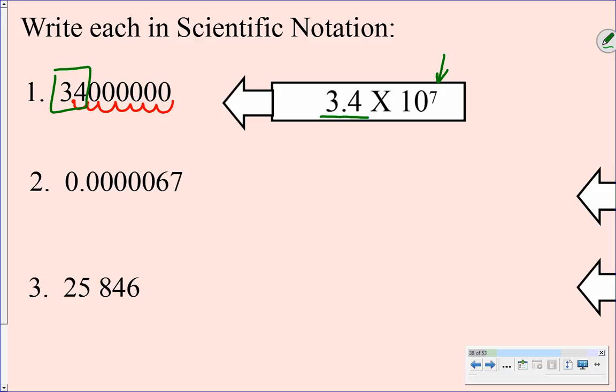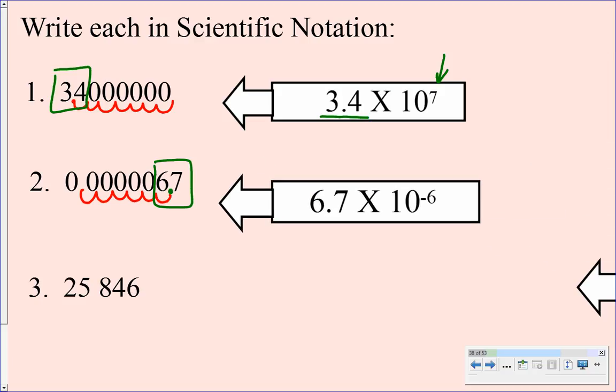This was a large number greater than 1, so I do end up having a positive exponent. In order to move my decimal place to right here, I would be moving it 1, 2, 3, 4, 5, 6 times. Again, keeping my sig figs, my 6 and my 7. So this is going to be 1.67 times 10 to the negative 6.